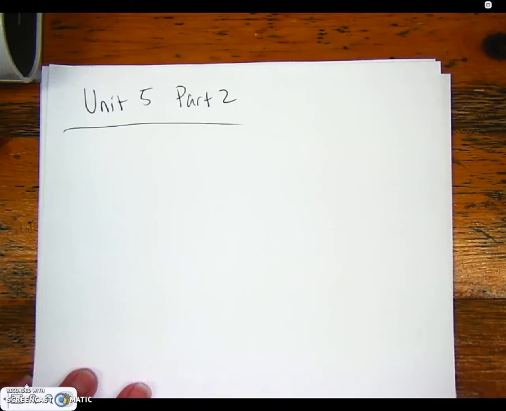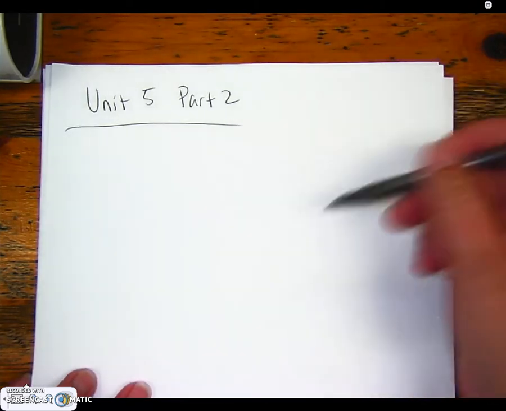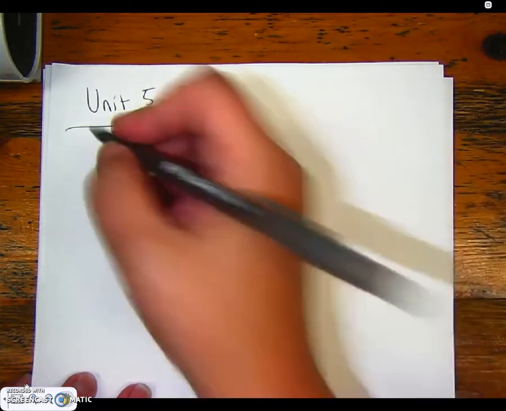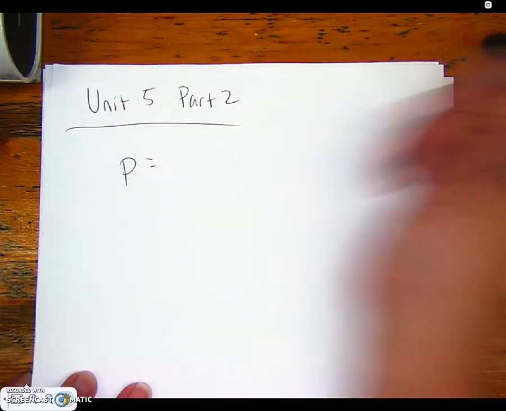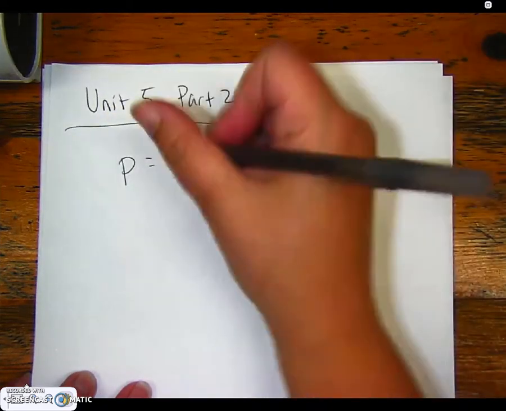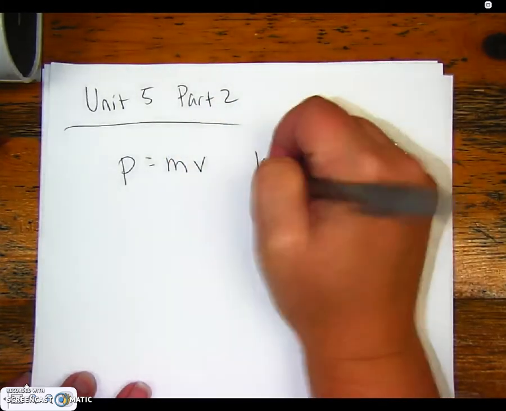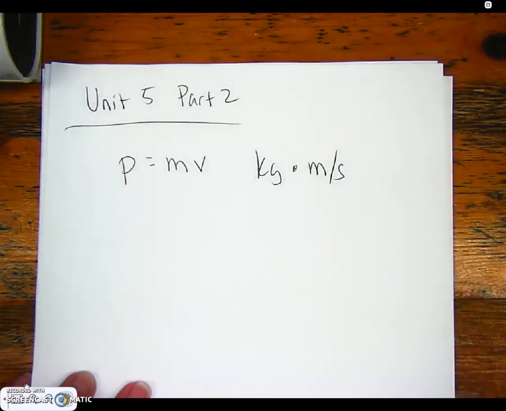And one thing I want you to keep in mind is that energy is a scalar, right? So it doesn't have a direction to it. But once we start talking about momentum, momentum is actually a vector. It has a direction. So the variable for momentum is a little p, and momentum is your mass times your velocity, and the unit for that is kilograms times meters per second.